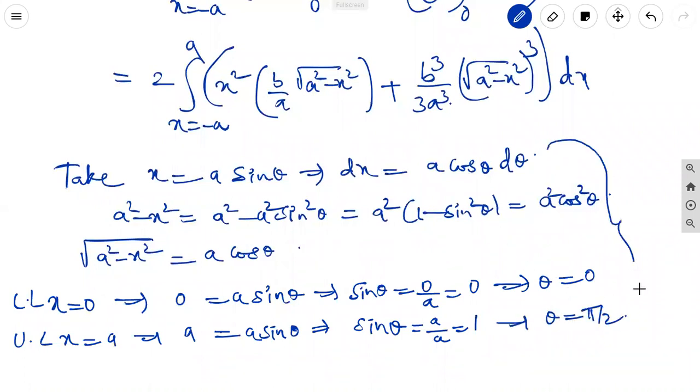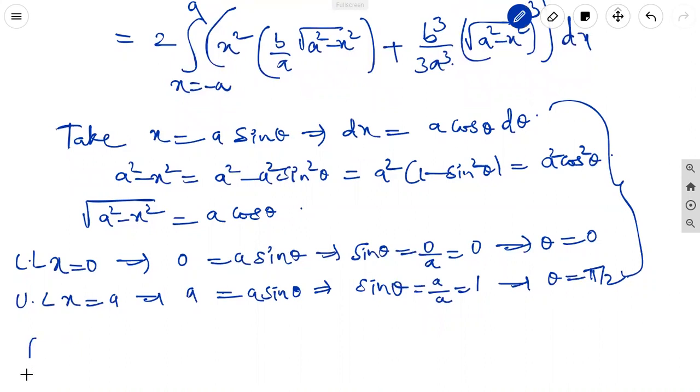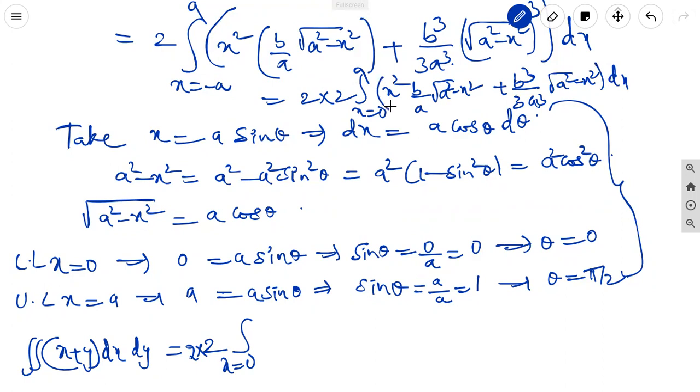Now we can substitute all these values in the above integration. That is, the double integral of (x plus y) dx dy is equal to 2 times the integral, x equal to 0 to a, of x square b by a under root of a square minus x square plus b cube by 3a cube under root of a square minus x square whole, dx. Okay.